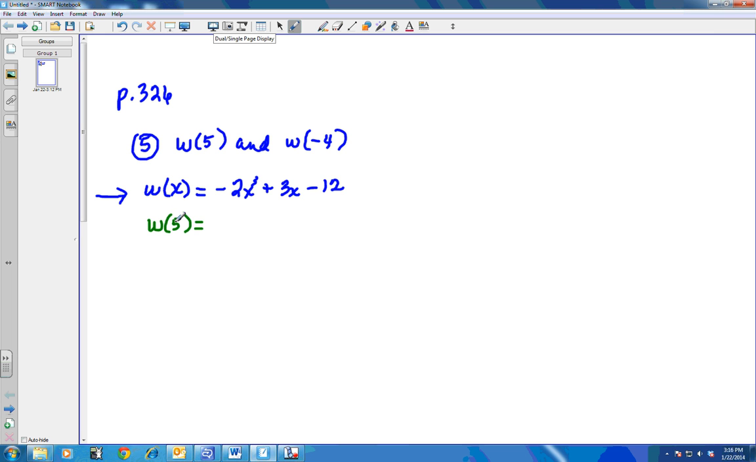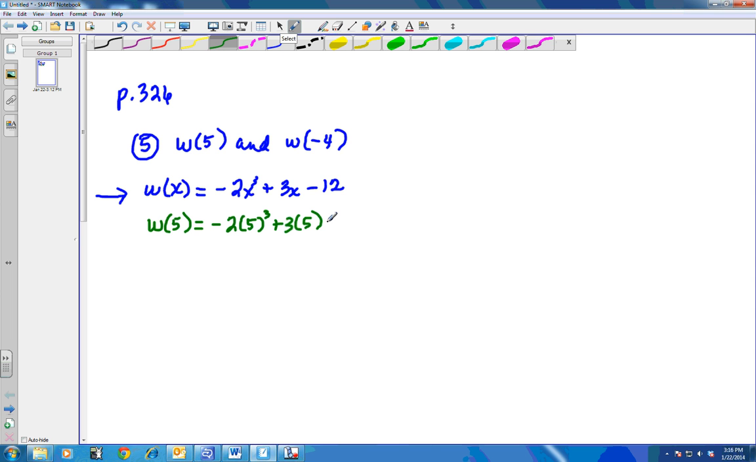Okay, well, what did they do? They just took 5 and they placed it in place of my x's. So that's what I'm going to do on the right side. I'm going to take all of my x's and replace my x's with 5's. Oops, that's a minus 12. Okay, so minus 12. And now I'm just going to evaluate.